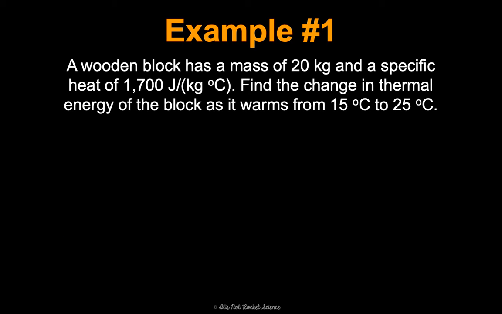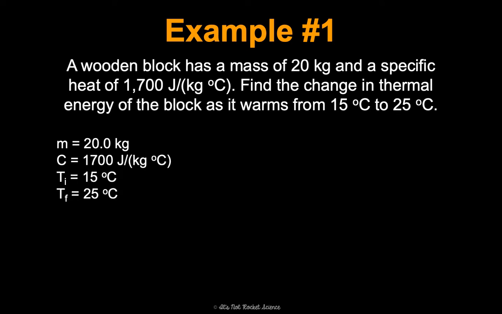So for example, a wooden block has a mass of 20 kilograms and a specific heat of 1700 joules per kilogram degrees Celsius. So we're going to find the change in thermal energy of the block as it warms from 15 degrees Celsius to 25 degrees Celsius. So first, we know our mass is 20 kilograms. Our C is 1700 joules per kilogram degrees Celsius. Our initial temperature is 15 degrees Celsius, and our final temperature is 25 degrees Celsius. And we're looking for Q.